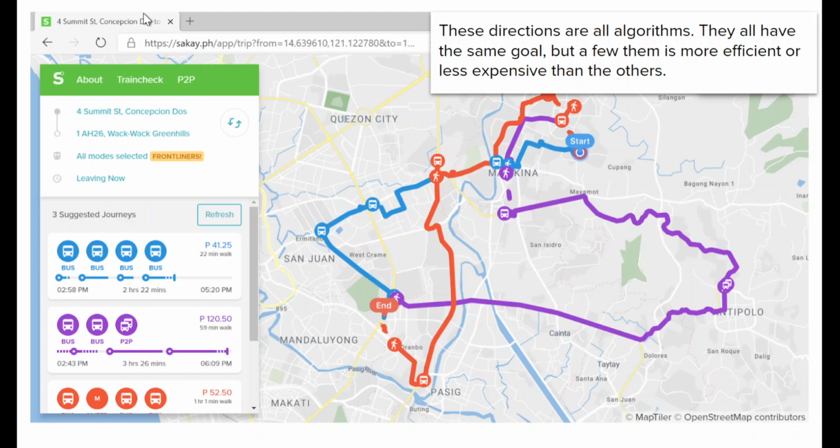So these directions, though different, are all algorithms. They all have the same goal, but some of them are more efficient or less expensive than the others. So it's really up to the user, or up to the efficiency of the mathematics there, which one is more plausible for the user to use. In this example, I think the top route would be the blue one, and this could be the least expensive and probably the most efficient of all.